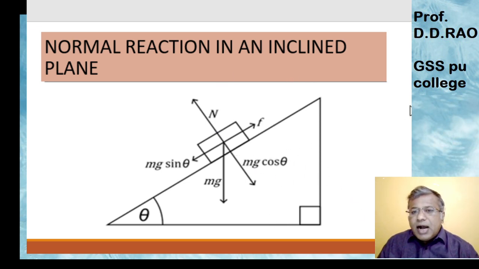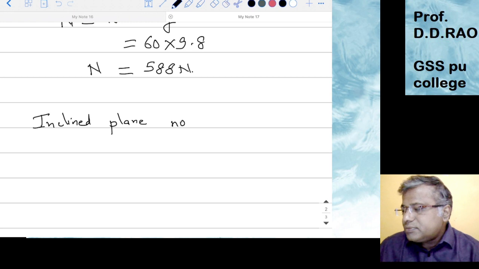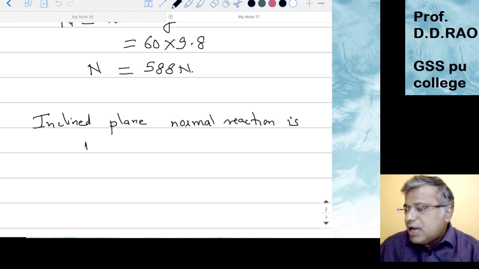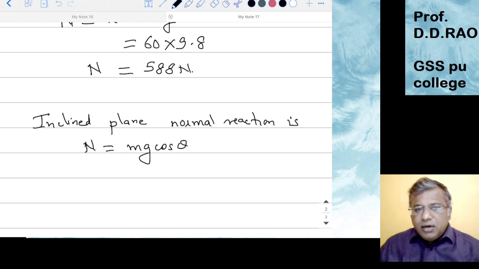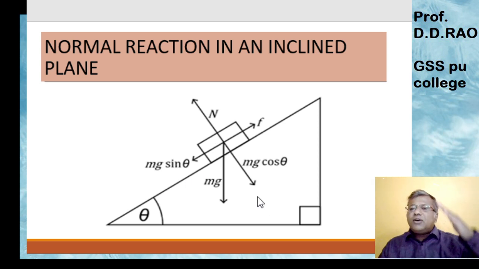Okay, so a very important thing I can discuss over here is that in an inclined plane, the normal reaction is N equal to mg cos theta. Okay, the vertical value N, as per this diagram, is the normal reaction. It will not be equal to mg, it will not be equal to mg sin theta, it will be equal to mg cos theta. That is how we calculate normal reaction in an inclined plane.